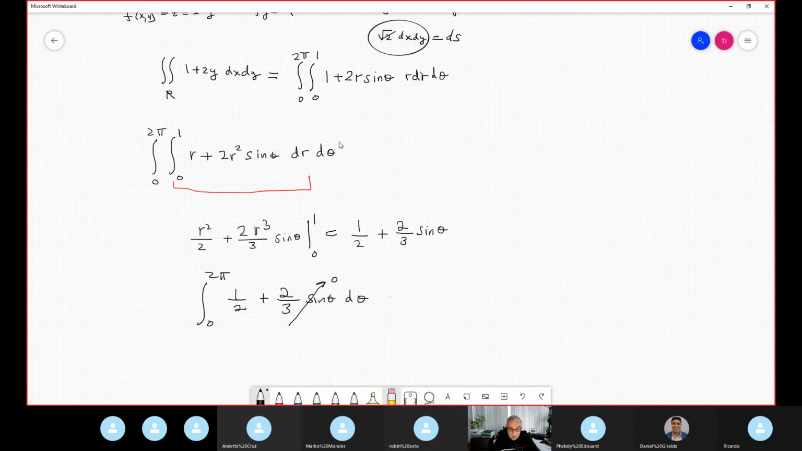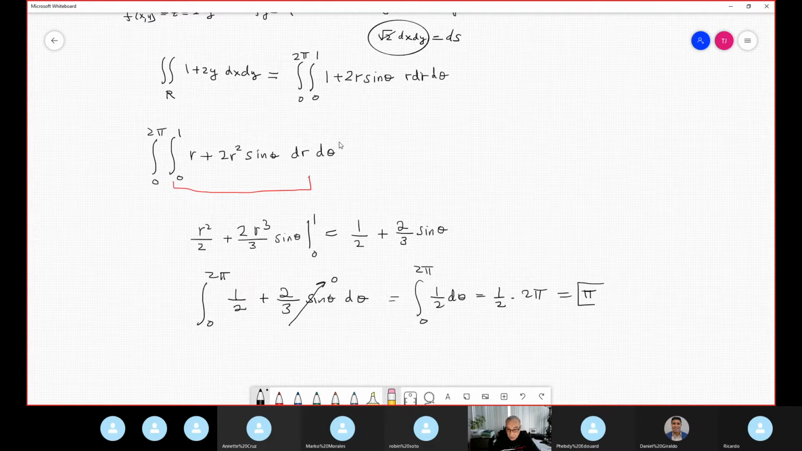So the answer is the integral of 1/2 d theta evaluated between 0 and 2 pi. 1/2 is a constant, I put it outside. And the integral of d theta is theta, evaluating between 2 pi and 0 is 2 pi. The answer again is 1.